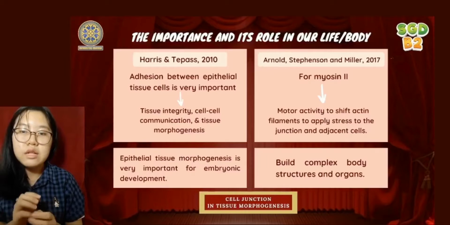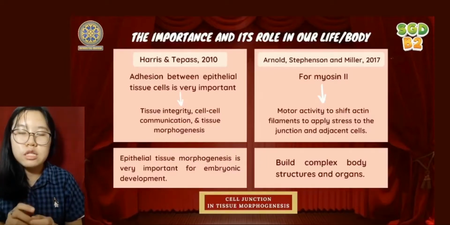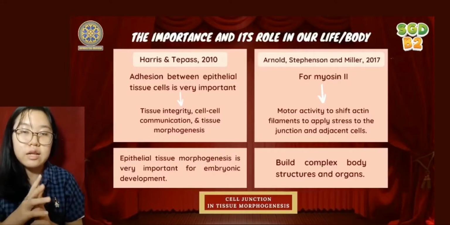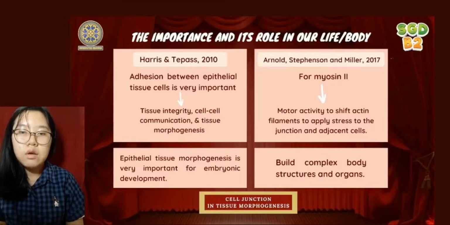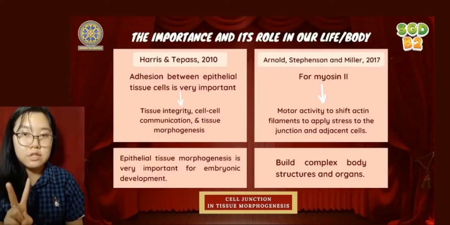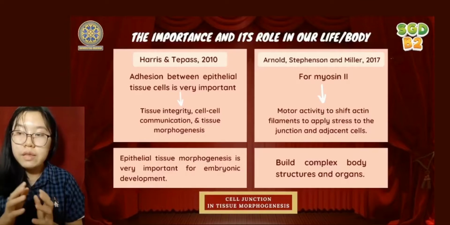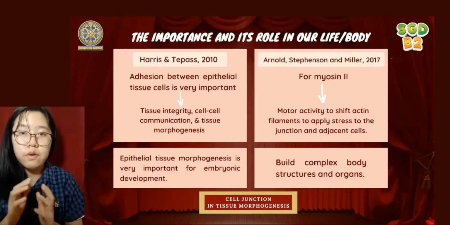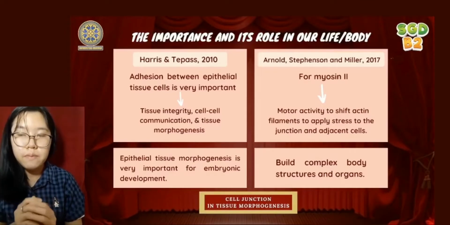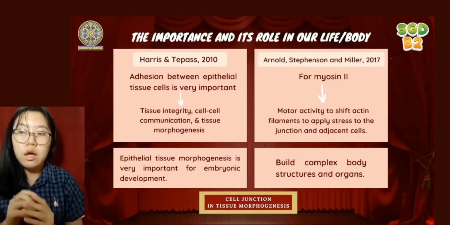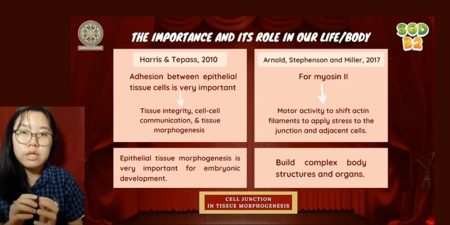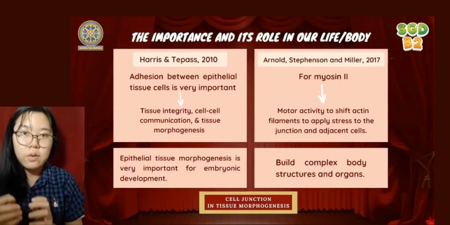Adhesion between epithelial tissue cells is very important for tissue integrity, cell-cell communication, for epithelial and endothelial cell lining tissues, and for tissue morphogenesis. Another role of junction is formation that is used for motor activity. And epithelial tissue morphogenesis is also very important for embryonic development and also has an important role for building complex body structures and organs.